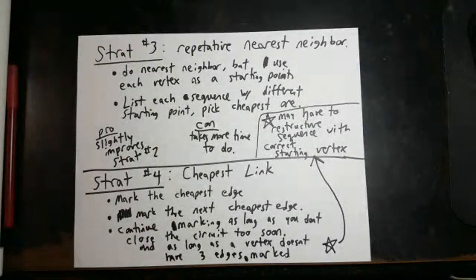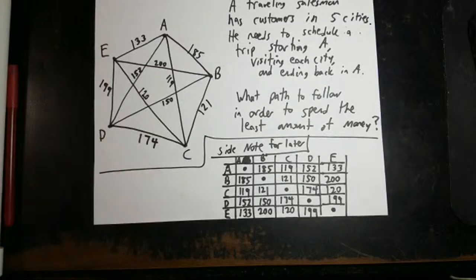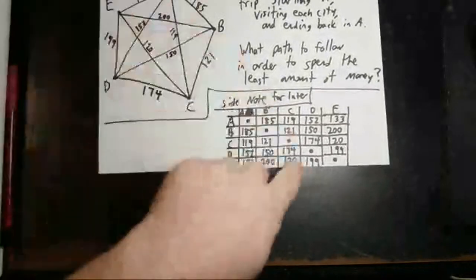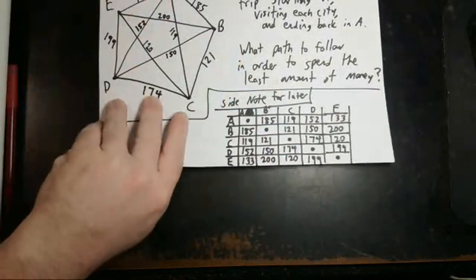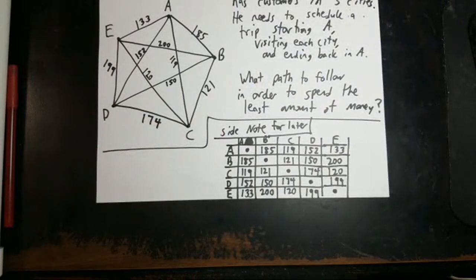Let's see what this would do. Now, I'm going to bring up my map before, and I'm going to walk you through exactly what cheapest link is supposed to look like. I need a fresh piece of paper. And you could do this using the map. You could do this using the chart. It doesn't really matter which one you do, just as long as it's correct. Well, let's just see.